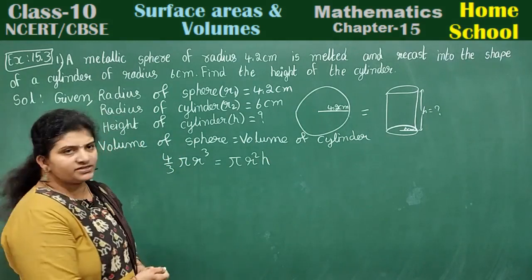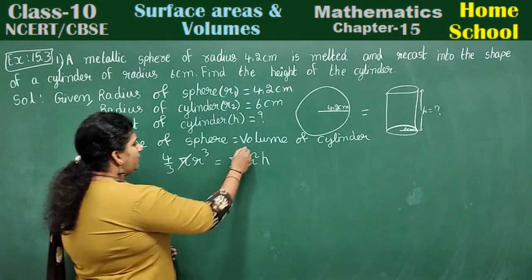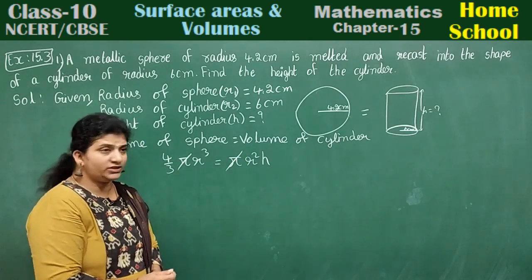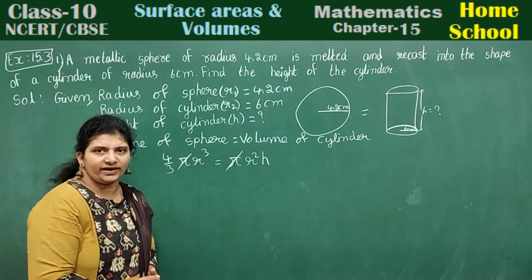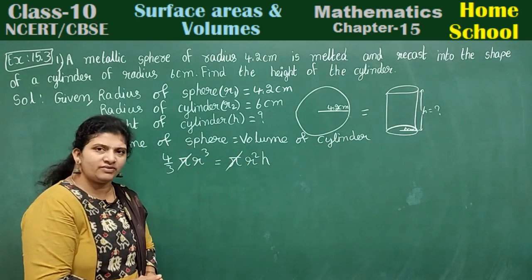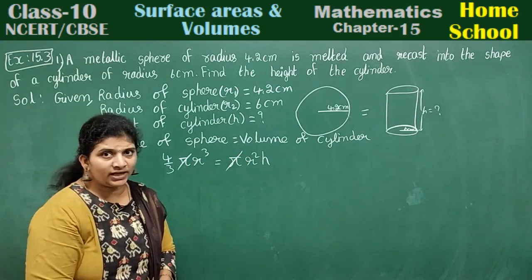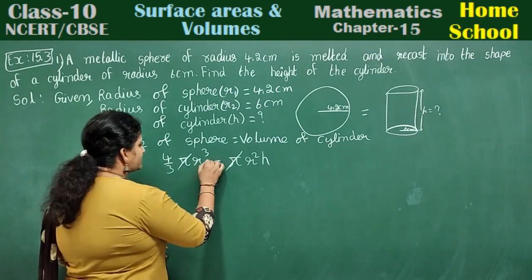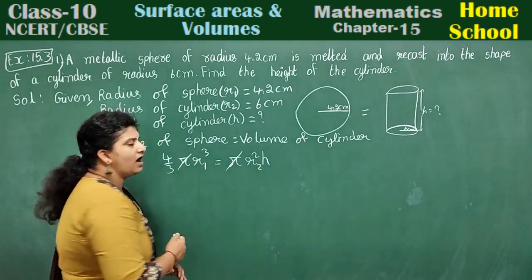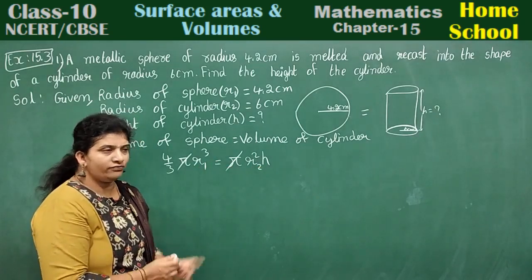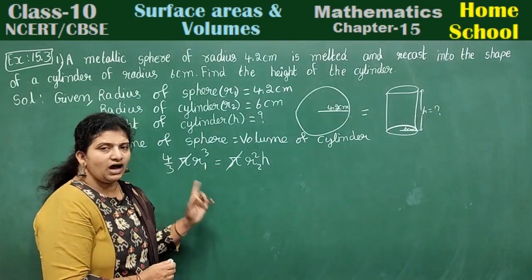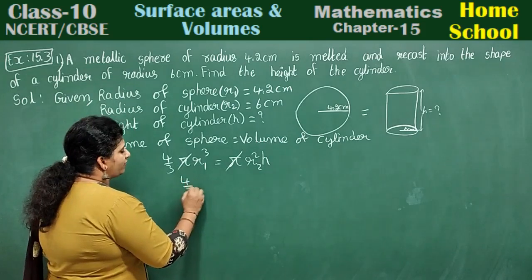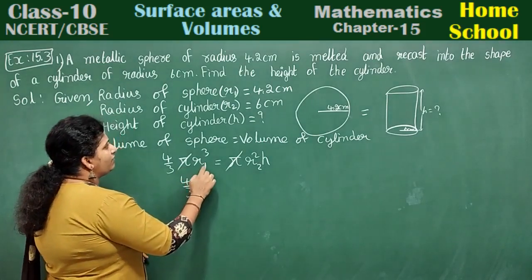Now compare these two. Pi cancels. But in confusion, you may cancel r square and say one r is left here. But never try to do that. Here the radius is changing, so we need to write this one r1 and this one r2. Don't forget to write like this: R1, R2.